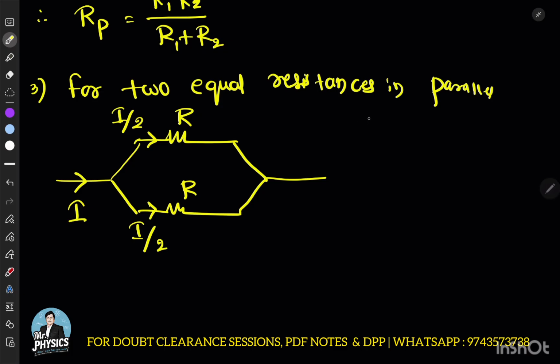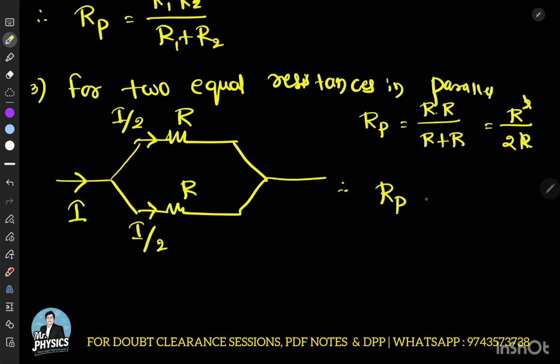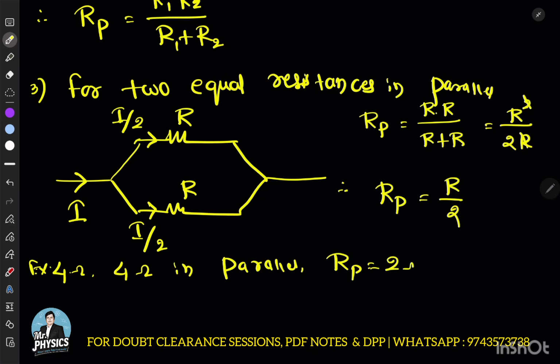For this condition we can write Rp equal to R1 into R2 divided by R1 plus R2. R1 into R2 will be R square by 2R. One R will cancel. Therefore Rp we get as R by 2, half of the individual value. When 2 equal resistors are connected in parallel, they will be half of the individual value. Example, we can take 4 ohm in parallel, Rp will be 2 ohm. Very simple, within a fraction of a second you will get the answer, because it is half of the individual value.